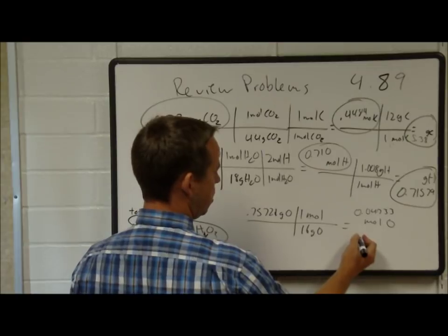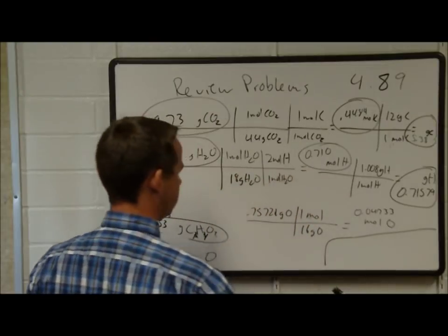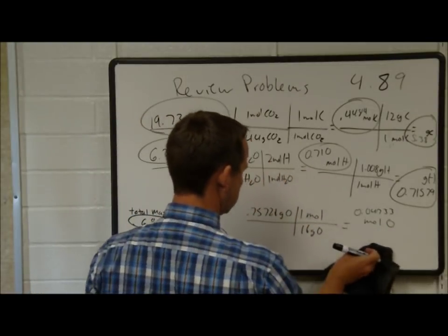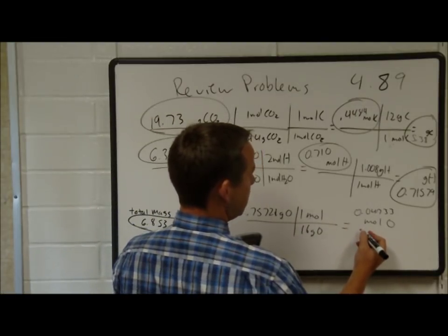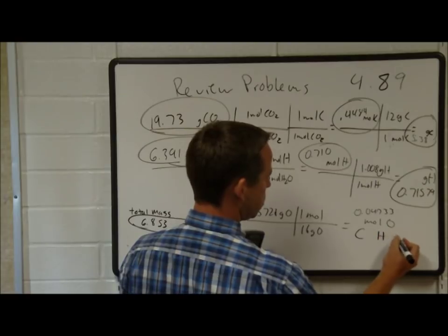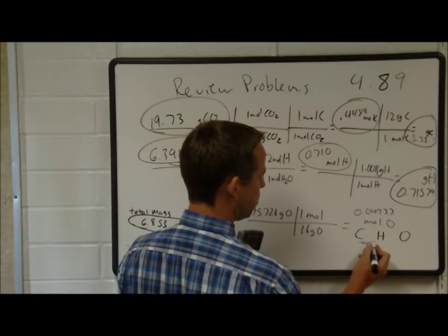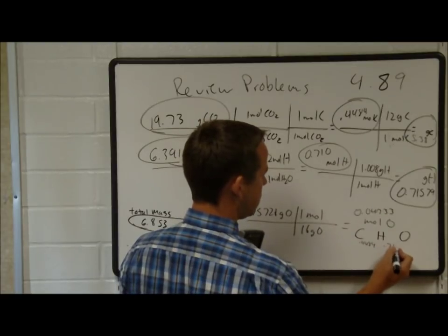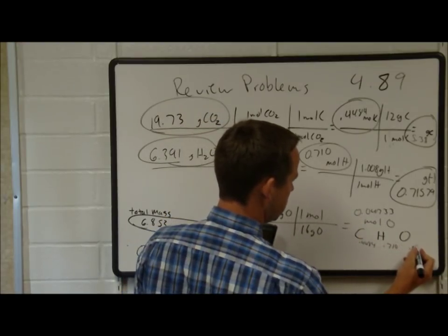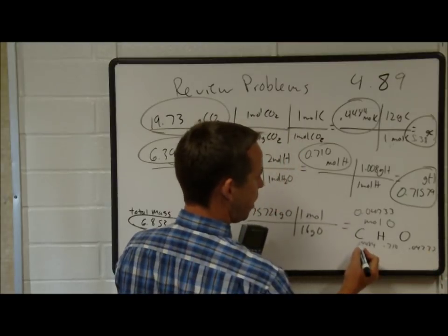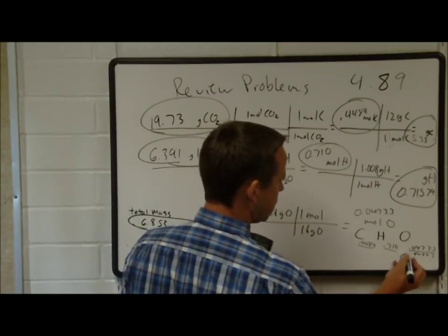So now we have this many moles of carbon, this many moles of hydrogen, this many moles of oxygen, right? So I'll make a little initial empirical formula here. Okay, kind of out of space here, but we have CHO, and it's 0.4484 moles of carbon, hydrogen 0.710, oxygen 0.04733. Divide all of these by the smallest, which is 0.04733, and that'll tell us 1 oxygen.